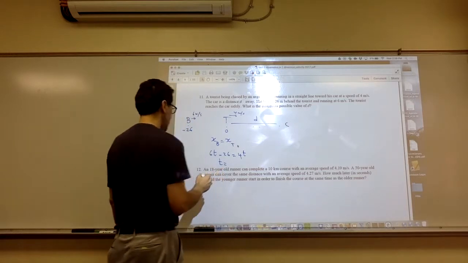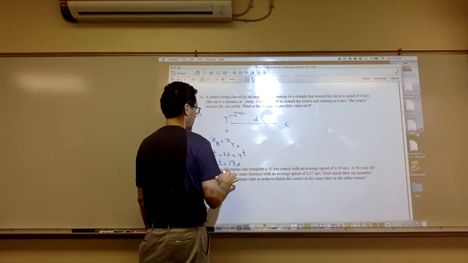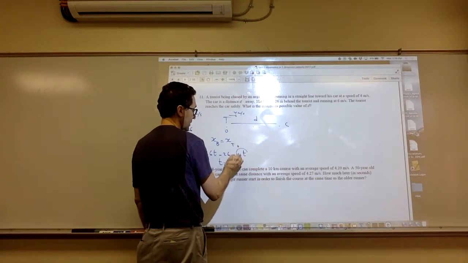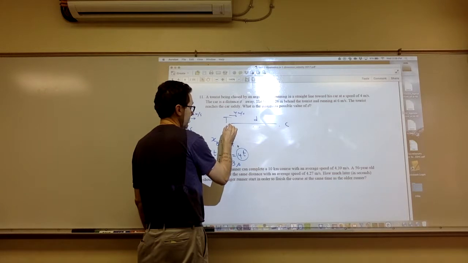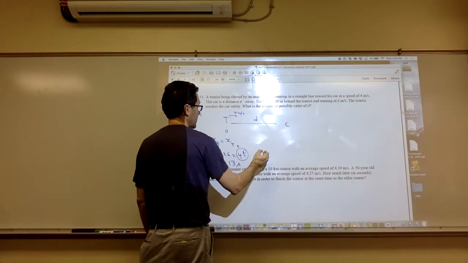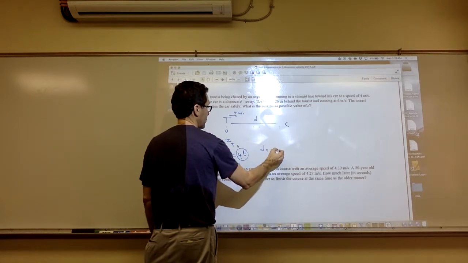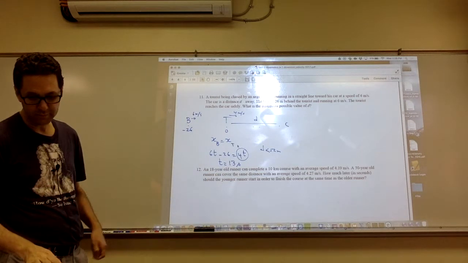And I think we can solve for t. And t will be 13 seconds. Okay? And then I just take that 13 seconds and plug it in for the position of the tourist, basically, where they're going to be after 13 seconds. So the d should be 52 meters. So technically, it should be less than 52 meters. Okay?